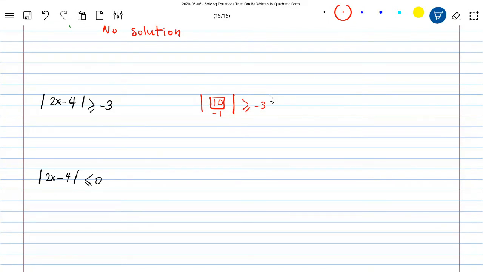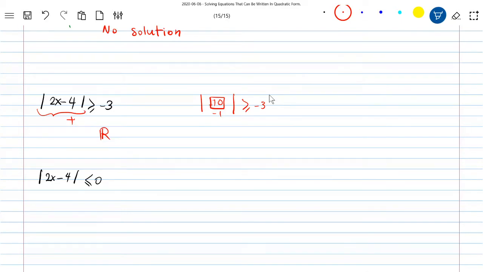-1, absolute value of it is positive. It's always greater than. So since the left side is always positive, it is always greater than a negative number. This has all real numbers as a solution. Whatever number you pick for x is going to satisfy this inequality.